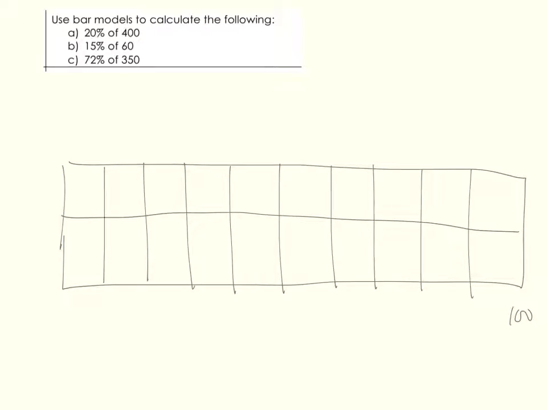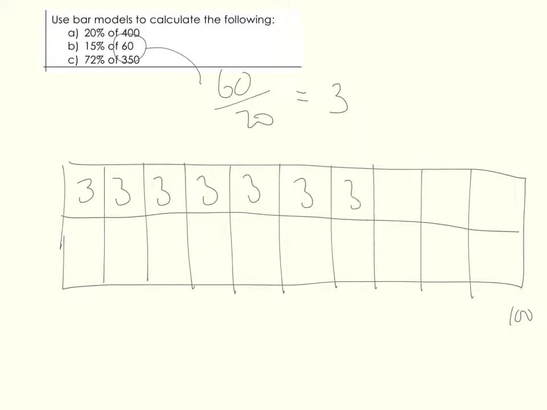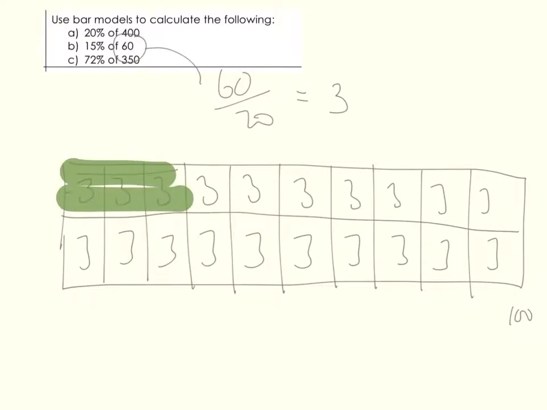so there's 20 pieces, and then divide 60 by 20 to work out what each one of those pieces would be worth if the whole bar is worth 60, and that equals 3. So each one of these blocks of this bar is worth 3. And so 15% is 3 parts of this bar, and so it is just those, and therefore 15% of 60 must be 9, and 9 is our answer.